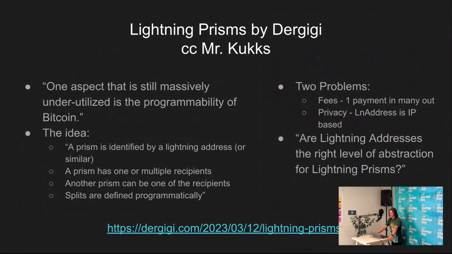Two problems that Dergigi mentions are fees, because there's one payment that comes in, but multiple payments get sent out, and also privacy. He was referring to the problem of privacy with respect to Lightning addresses because they're IP based. I think with Bolt 12 we can solve this privacy issue. And with the way we've designed the plugin, we've come up with a way, not completely implemented, that we can solve the problem of fees. Towards the end of the article, Dergigi asks, are Lightning addresses the right level of abstraction for Lightning Prisms? My answer would be no. I think Bolt 12 is the right abstraction.